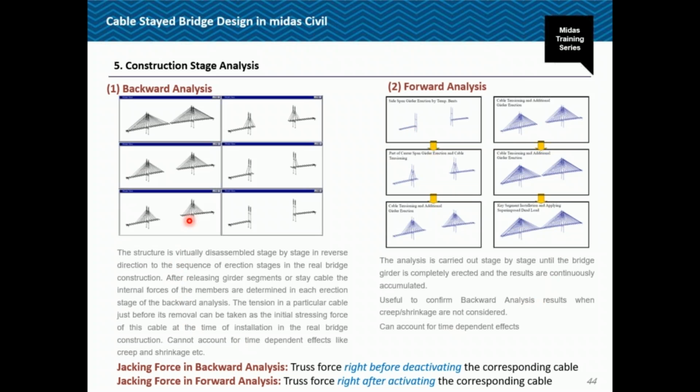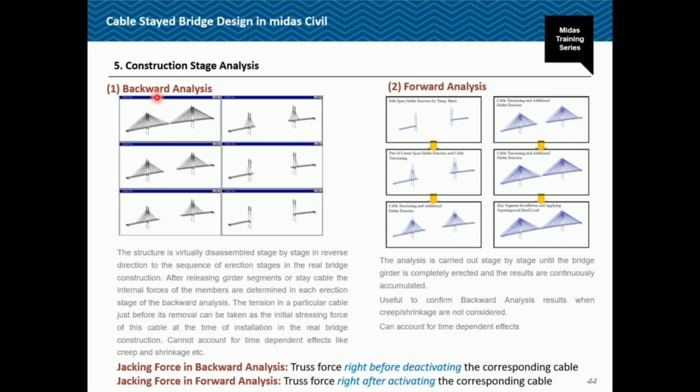The main drawback of backward construction stage analysis is it cannot accommodate the time dependent effects. It cannot capture the time dependent effects because the time dependent algorithms are incremental by nature. So we have to use forward analysis in case of concrete bridges, long span concrete bridges, where the creep and shrinkage effects would be predominant. The jacking force in backward analysis would be your truss force right before deactivating, because we are moving in a backward sequence, whereas the jacking force in a forward analysis would be your truss force right after activating. That truss force you have to take as a jacking force.